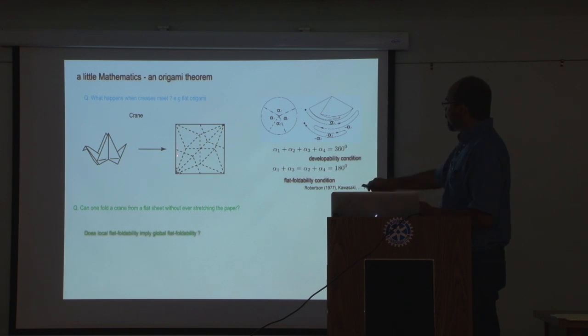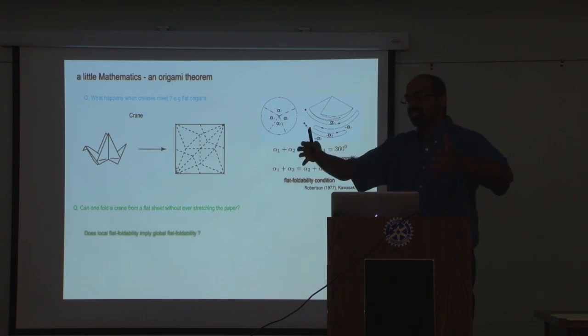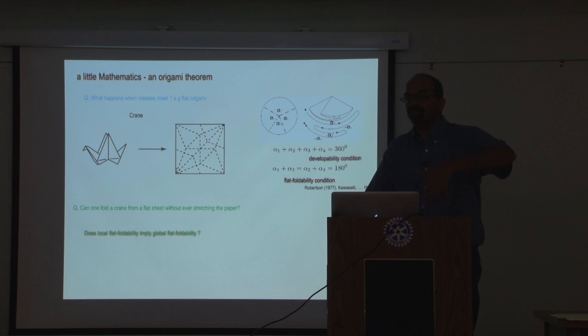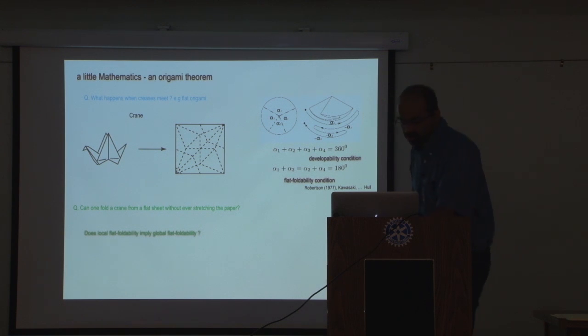Mathematically, that's saying that if I satisfy this condition at every vertex, that's local flat foldability, does it imply global flat foldability? Which means, can I go from here to here without ever stretching the paper? So this was for a long time open, and why is this interesting from the point of view of science or even application? It's interesting because if I want to construct complicated shapes, I need to know how to start from a flat sheet and end up with this complex shape. And if I can't do that, there are some obstructions, and so this is important to know.